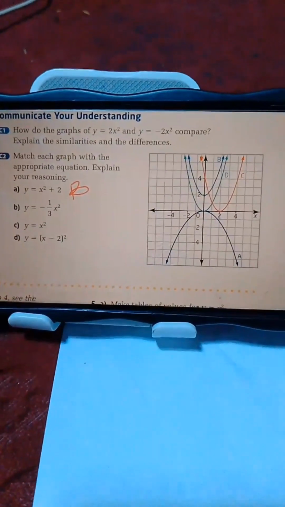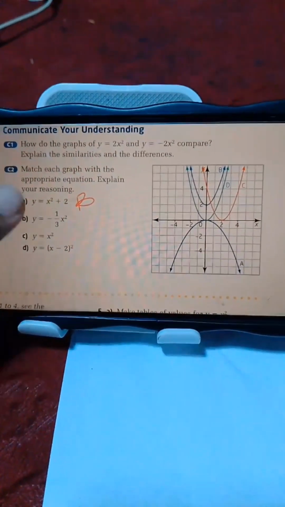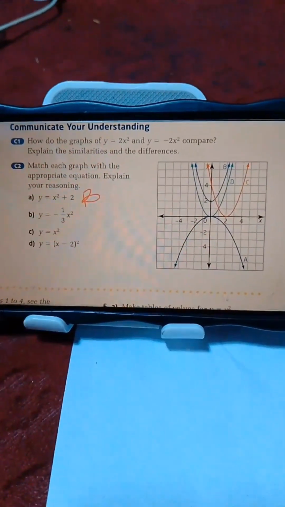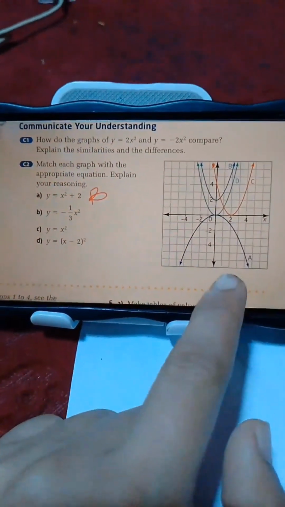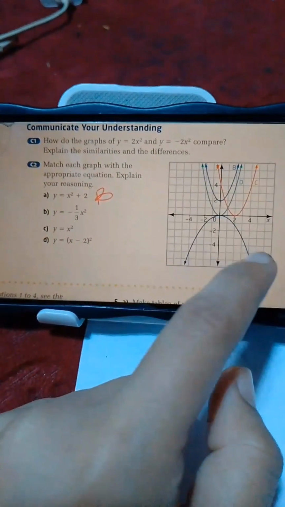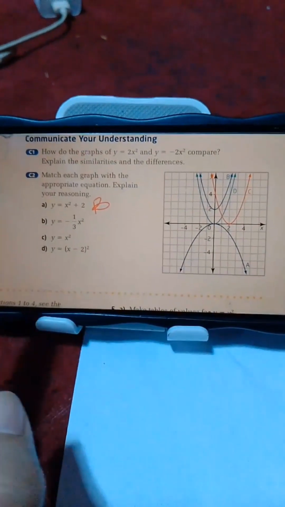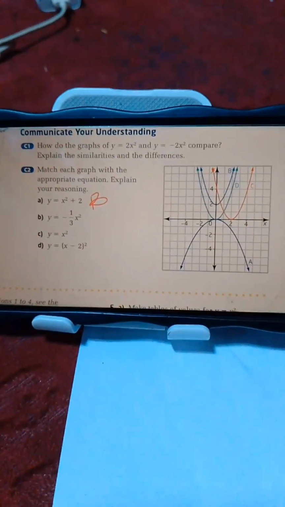Next, we have -1/3 x squared. Since it's negative, it opens downward, okay? So there is no parabola here that opens downward except letter A. So the answer for letter B is A.